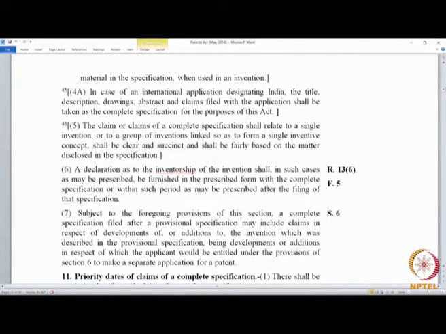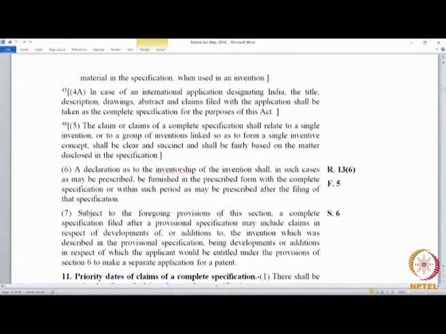An application should pertain to only one invention or a group of inventions that are connected by what is called a single inventive concept. There are a group of inventions, but they together have the same concept. The Act also has another requirement that the complete specification shall be clear and succinct and shall be fairly based on the matter disclosed in the specification.